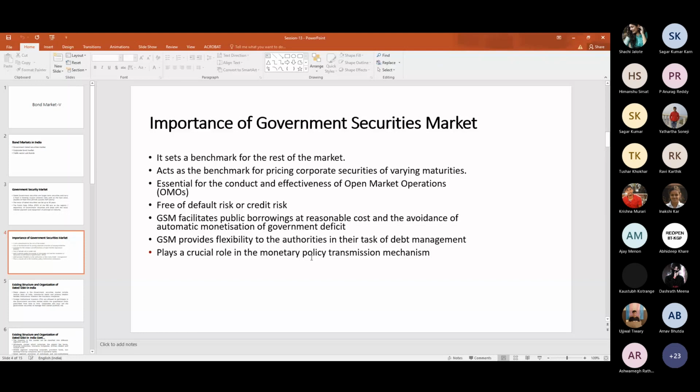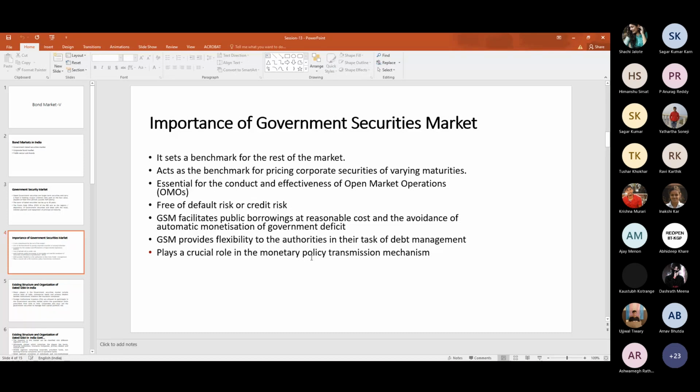government dated securities market. The reason is that it is considered a risk-free instrument, so you consider it a base rate. This is the minimum return you should expect if you are investing in other types of securities, because other securities have certain risks involved. But government securities do not carry any kind of default risk. Because of that, we consider it a benchmark.